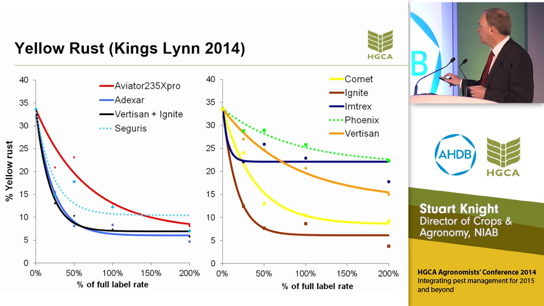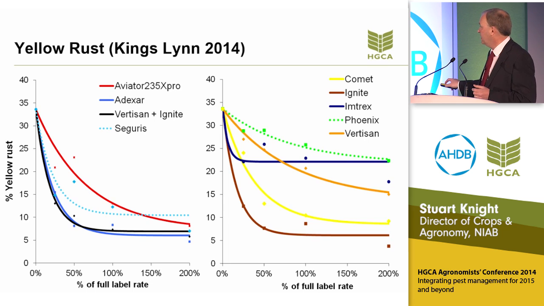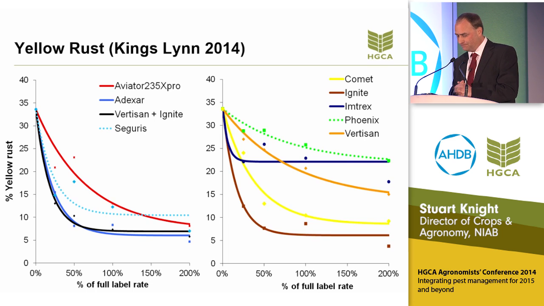Looking at the two SDHIs, the Imtrex and the Vertizan, you will see that compared to the brown rust, the performance of SDHIs was weaker on the yellow rust. So they are contributing something, as indeed was the Phoenix. Although we didn't get much on the brown rust, we are getting some reduction in yellow rust from the Phoenix. And the SDHI is giving us some reduction, but not to the level they were in the brown rust situation.